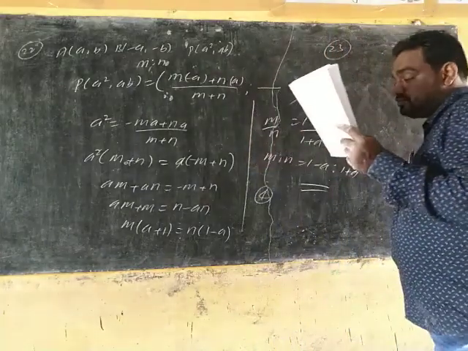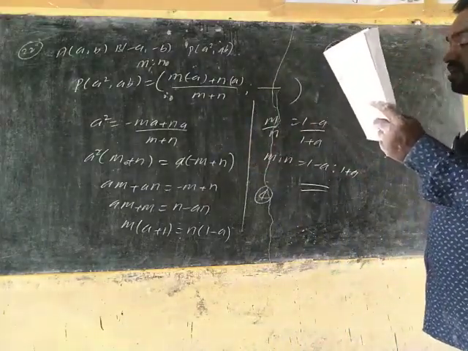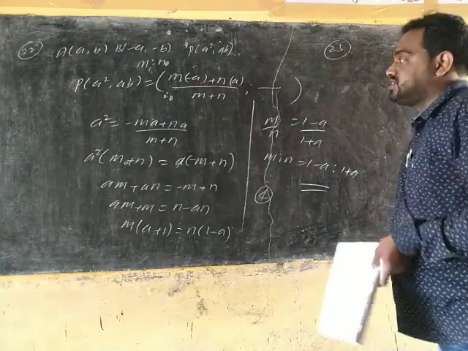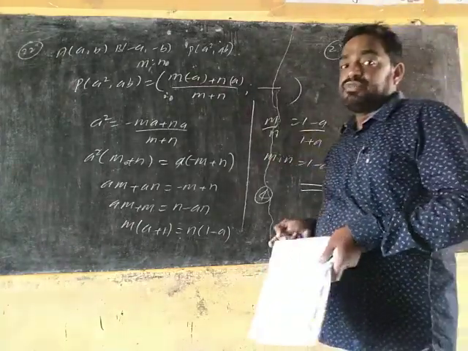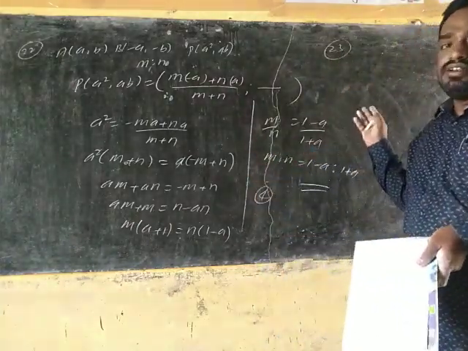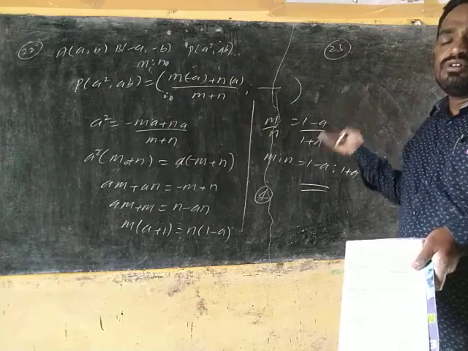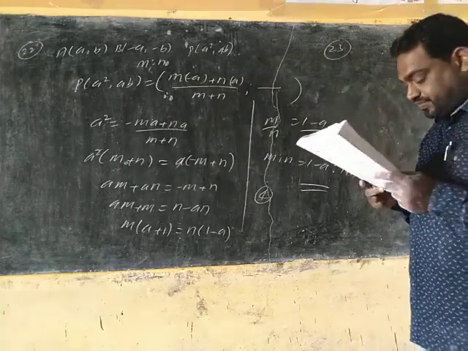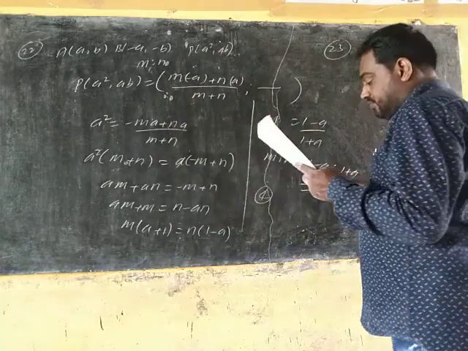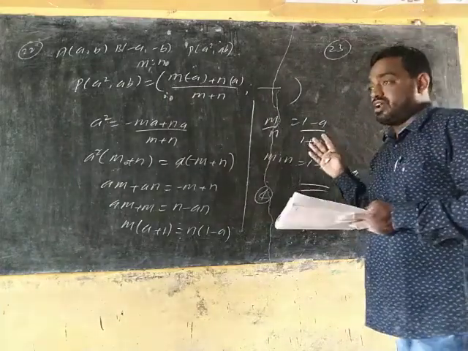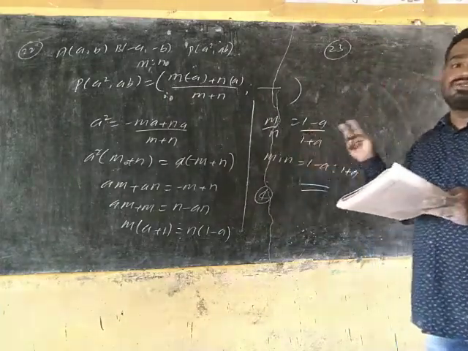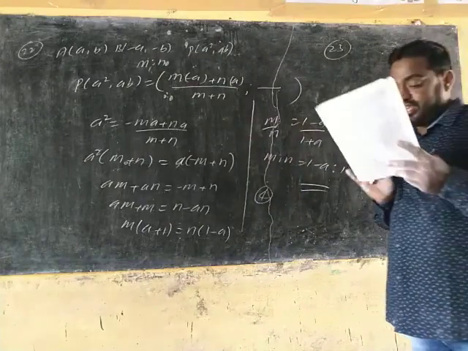Next, 23rd question. If the 3 points they given are collinear, then find the k value. Just as I explained in the last question, you find the area of the triangle. Area of the triangle is equated to 0, then you are getting the k value. Very easy question. Just substitute in the area of triangle formula, equate to 0, and simplify. You are getting the k value.